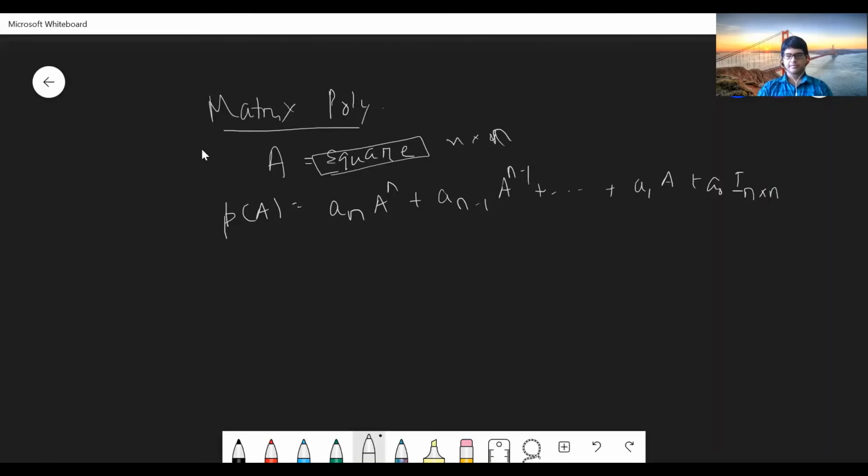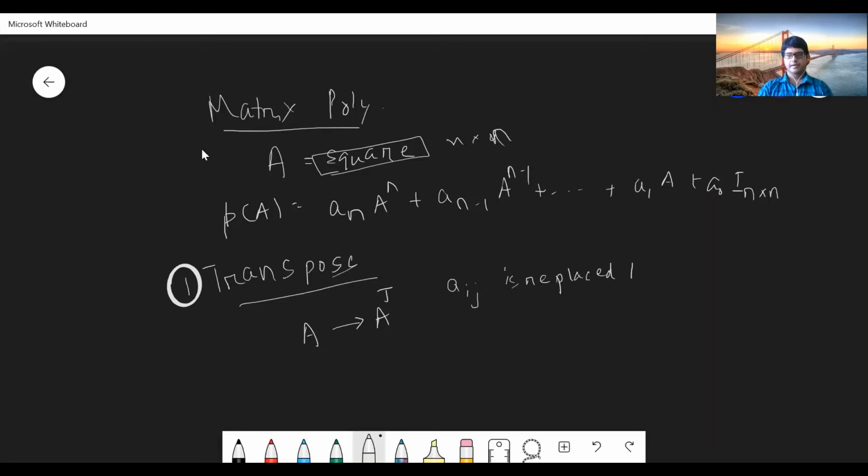Now let us go to two important operators. One is called the transpose operator, which I was just talking about earlier. Now given a matrix A, its transpose is denoted by A transpose. So what we do is we replace the A_ij th element by the A_ji th element. I had given you one example there. So it is 1, 2, 3, 4, 5, 6. So if I take the transpose of this matrix, I'm going to get 1, 3, 5 and 2, 4, 6.